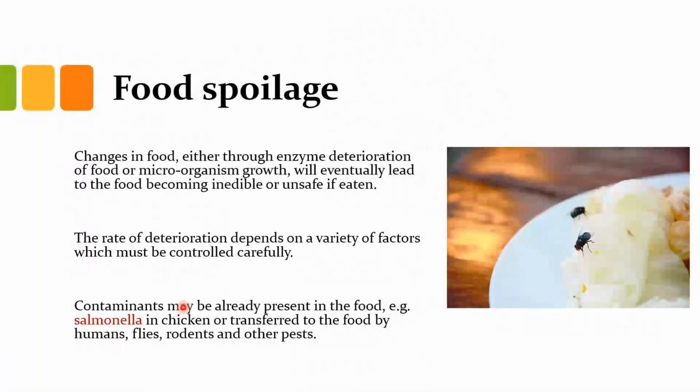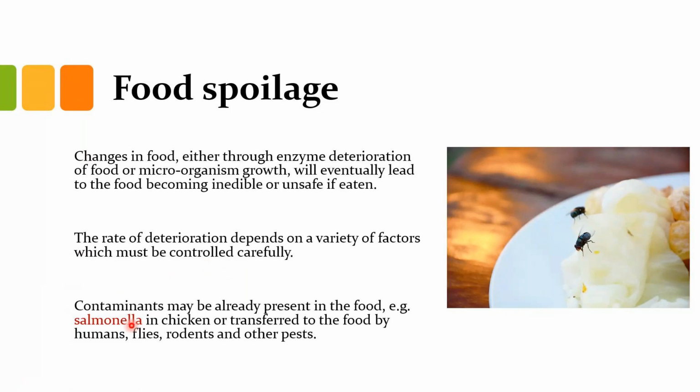So let's see what food spoilage is. Food spoilage is changes in food, either through enzyme deterioration or microorganism growth, that will eventually lead to the food becoming inedible. Your food will not be edible because the nutritive value has decreased, and it becomes unsafe if eaten. The rate of deterioration depends on a variety of factors which must be controlled carefully.